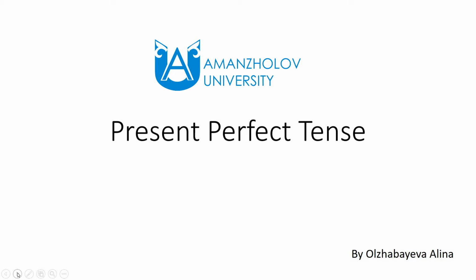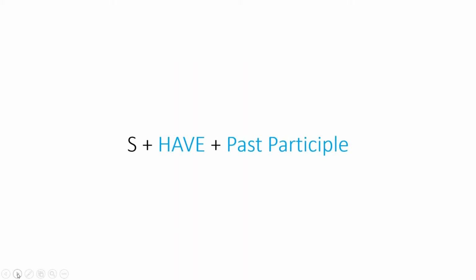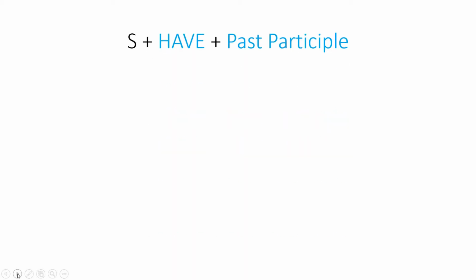How do we form the present perfect tense? We need two words to form this tense: the helping verb have and the past participle of the verb. For example, in the sentence, I have eaten breakfast today, have is a helping verb and eaten is the past participle of the verb eat.